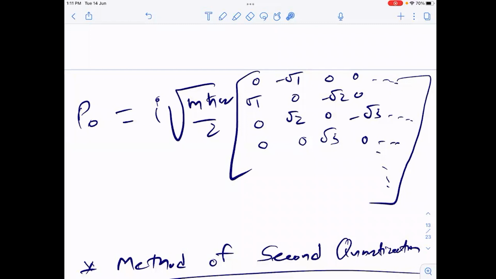Okay. Tomorrow we will begin with time dependent perturbation theory or interaction picture. Okay. Let's take a break. Enjoy your lunch. See you tomorrow, everyone.